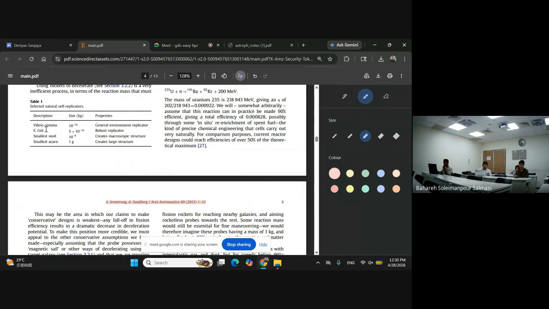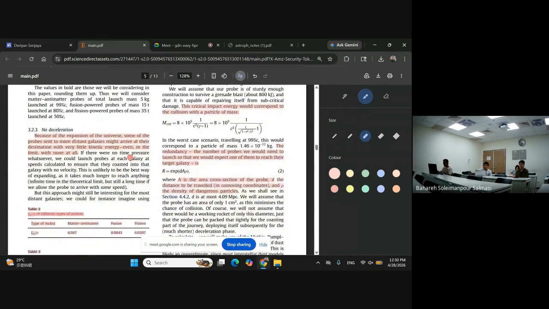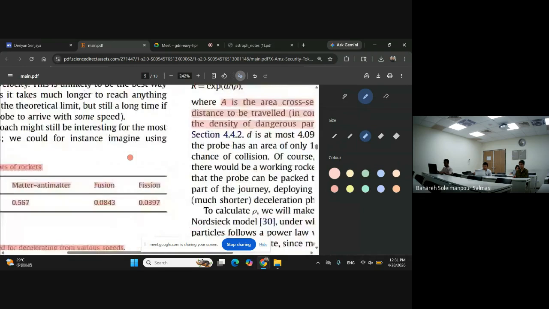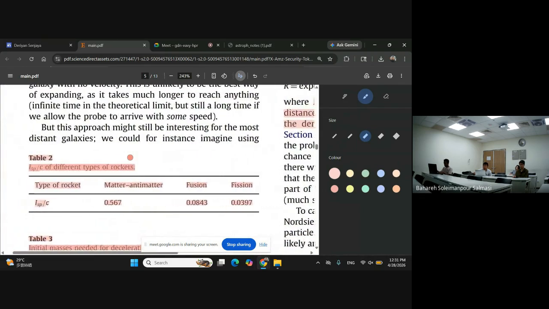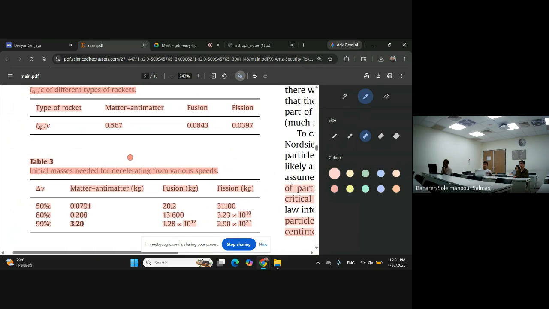So as you see here, they mention in table 3 the matter and antimatter combinations or fusion, in kilograms, the fuel they need to achieve 50% of C, 80% of C, and 99% of C. This is the speed you can achieve by burning through the fusion or fission process.